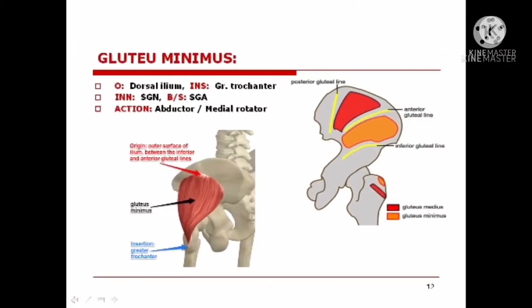The gluteus minimus arises from the posterior ilium, in between the inferior and anterior gluteal lines, and it inserts upon the greater trochanter of the femur's upper end. The innervation is from the superior gluteal nerve, and the blood supply is from the superior gluteal artery. Its action is abduction and medial rotation of the thigh.